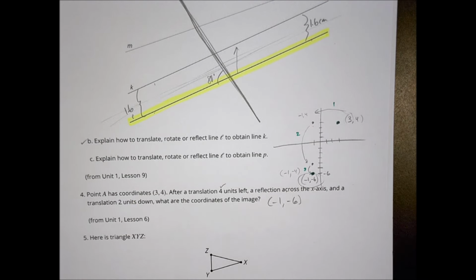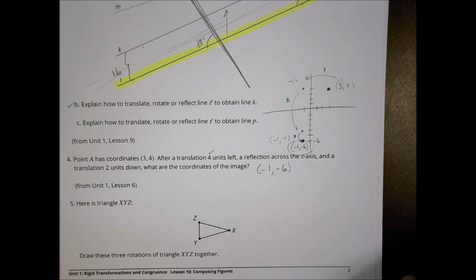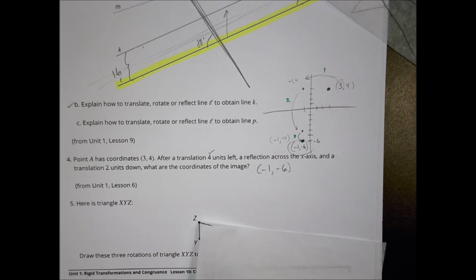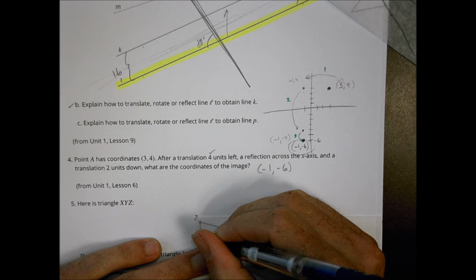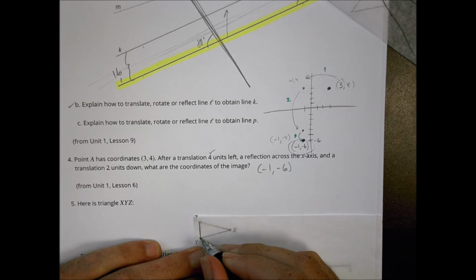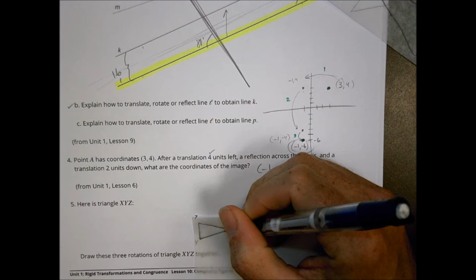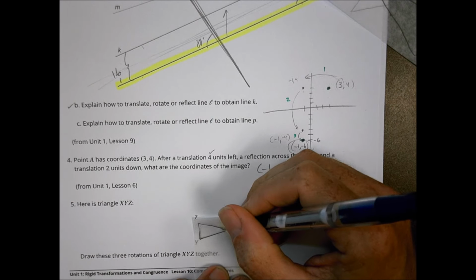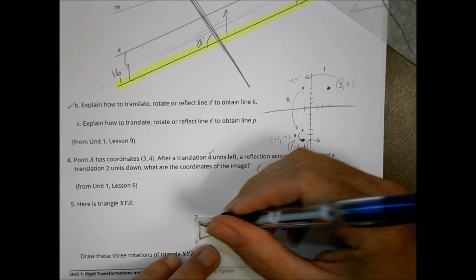Our last one for the day, we have triangle XYZ, and it wants us to do several rotations of XYZ to make a nice shape. So here we go, we have XYZ, I'm going to draw it right here, XYZ, I trace that right there. And the first thing it wants us to do is rotate XYZ 90 degrees clockwise around Z. All right, so clockwise 90 degrees.